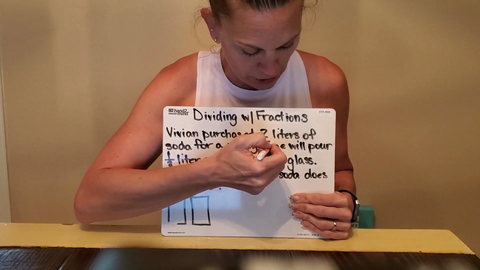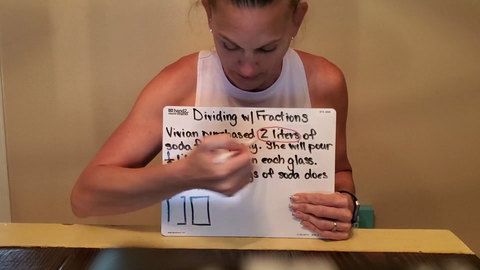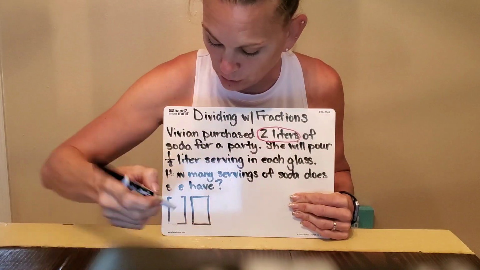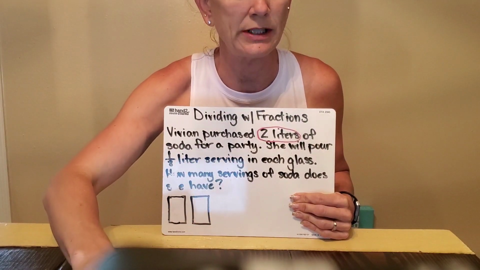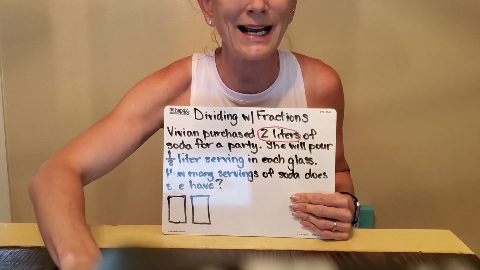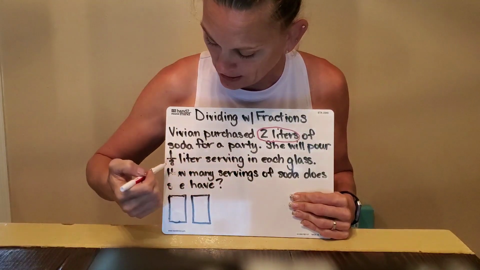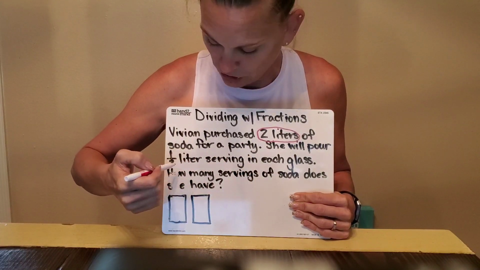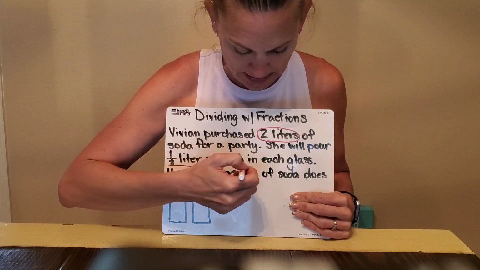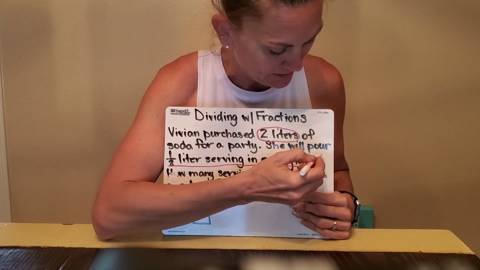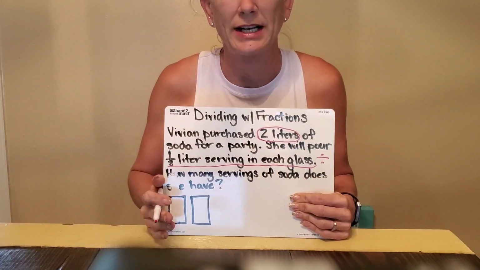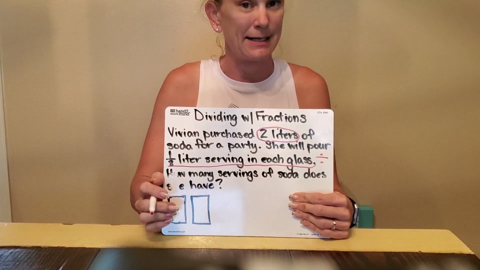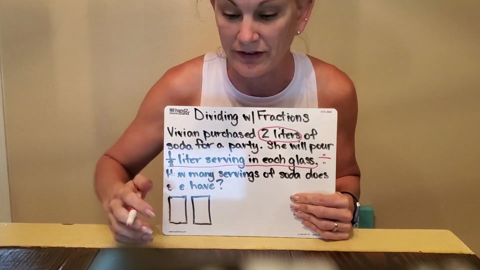First of all, we know she has 2 liters. Here are my 2 liters. There we go. Those are my 2 liters. She will pour 1/8 serving in each glass. 1/8 serving in each glass tells us we're going to be dividing because we're taking the 2 liters and pouring it out into glasses 8 times so that they have equal servings.